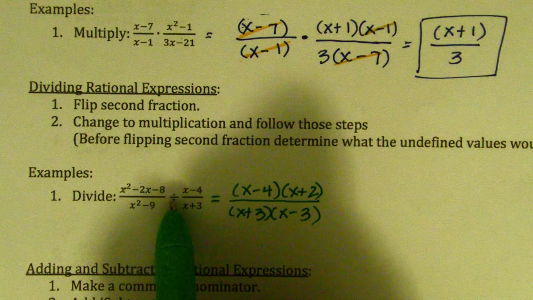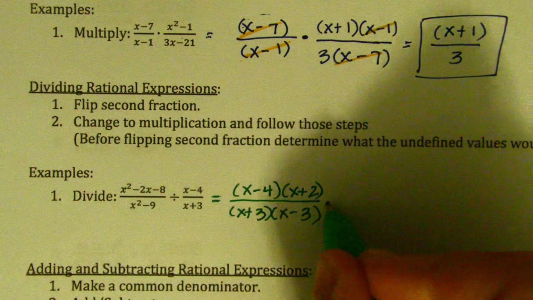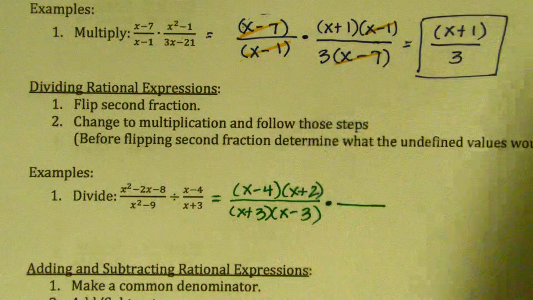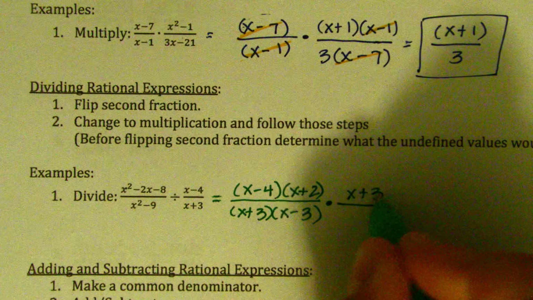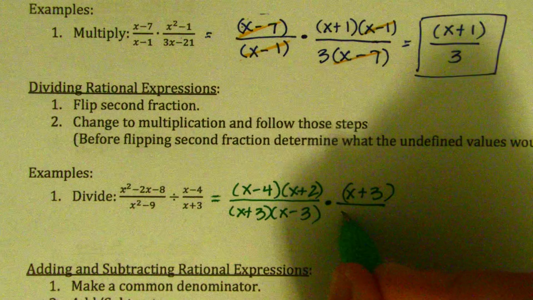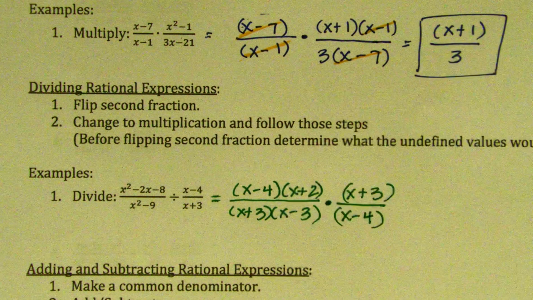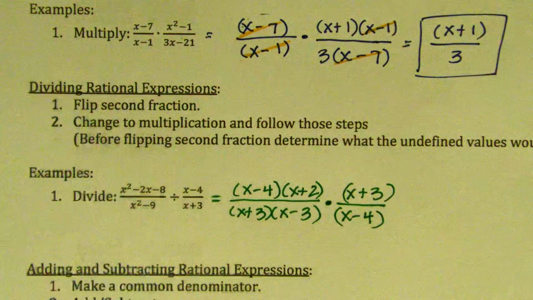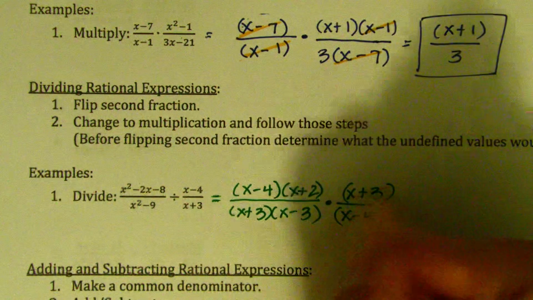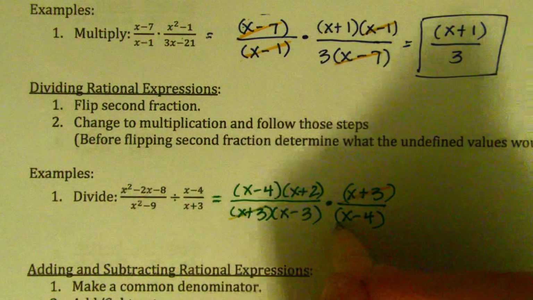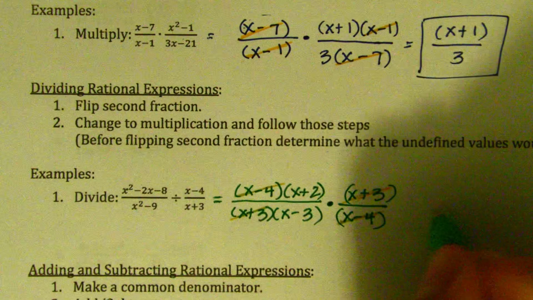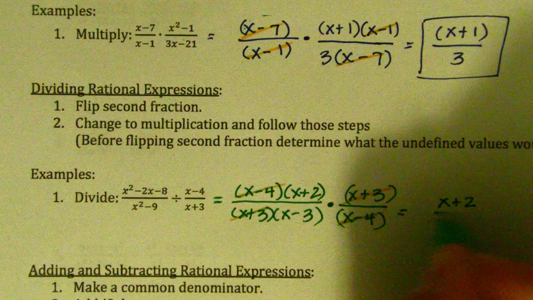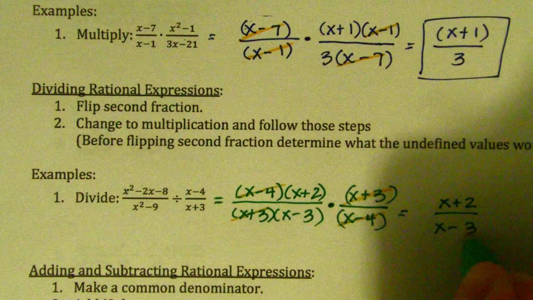And then again, we're going to change this to multiplication and flip the second fraction. So that x plus 3 goes on top now, and the x minus 4 goes on bottom. And now we can go ahead and see what we can cancel. An x plus 3 and an x plus 3, an x minus 4 and an x minus 4. And all we're left with then is x plus 2 over x minus 3.